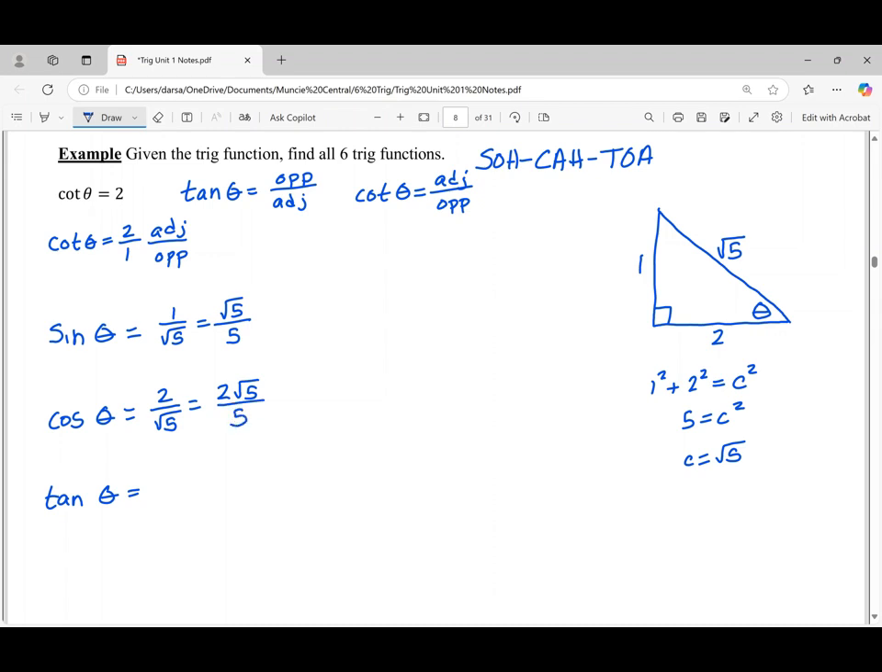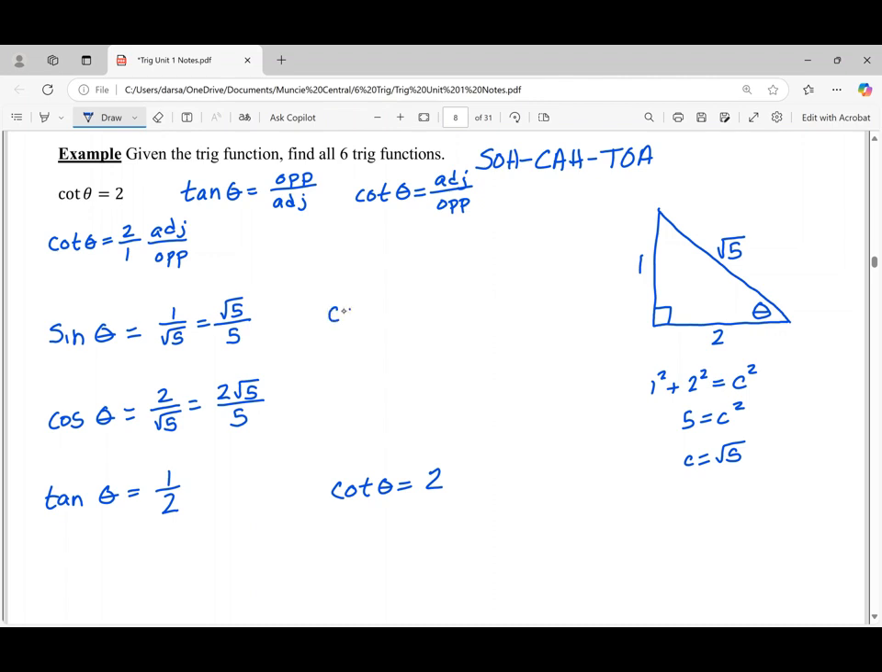Tangent is actually going to be the easy one, because what is tangent? Well, it's the reciprocal of cotangent. So if cotangent is 2 over 1, then tangent must just be 1 over 2. Well, that wasn't so bad. And speaking of not so bad, don't we already know cotangent? We can go ahead and write that one down as 2, or 2 over 1.